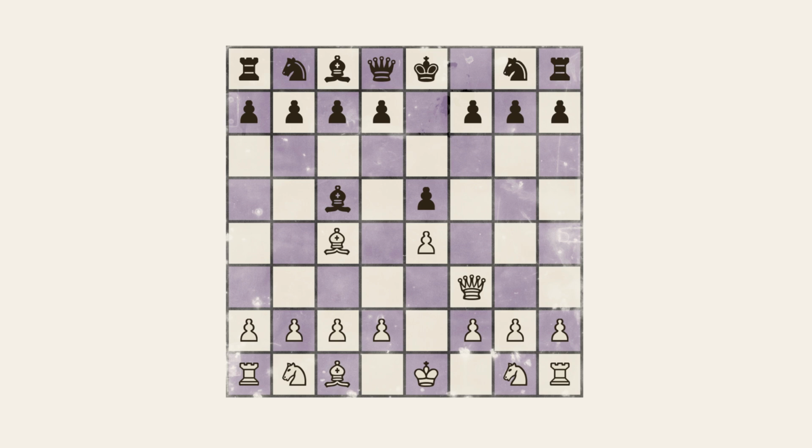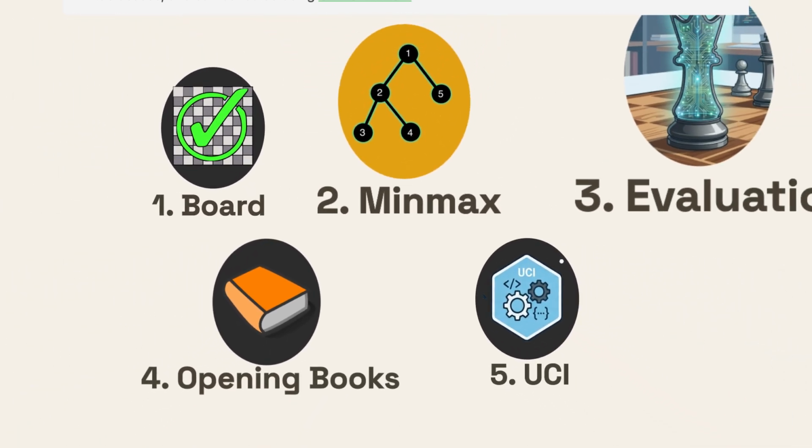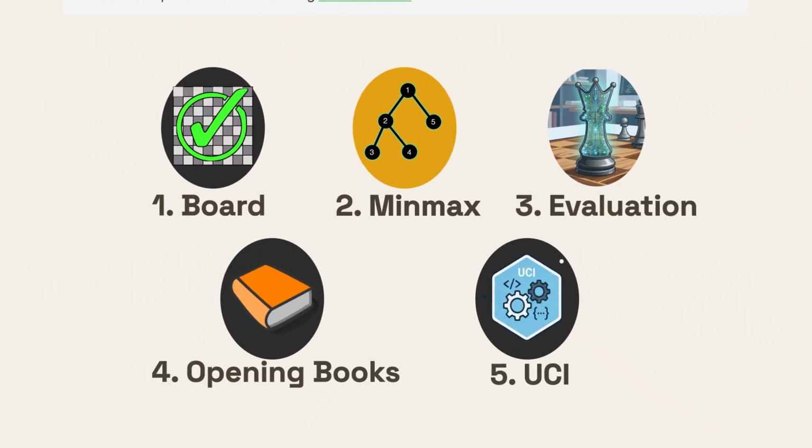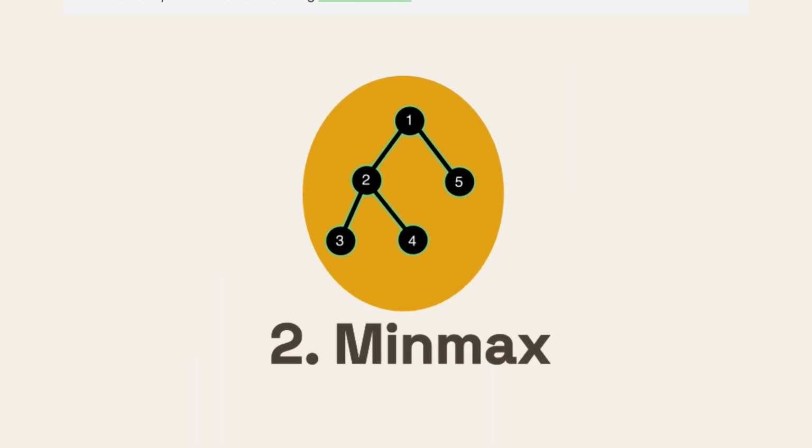The engine can move, but it can't think yet. Part 2 is where things get interesting. We're going to give PyMinMaximus a brain, the Minimax algorithm, alpha-beta pruning, and a basic evaluation function. It will stop moving randomly and start playing chess.